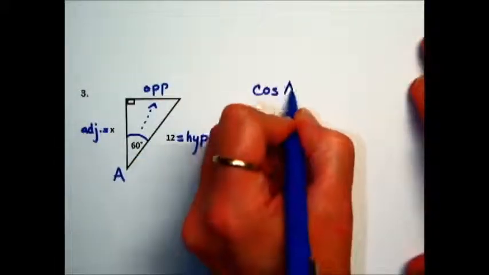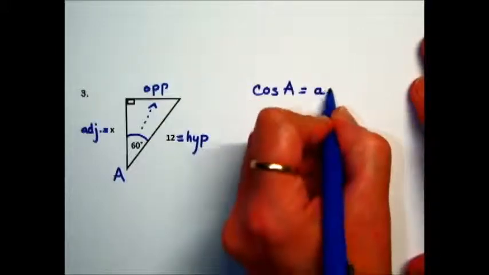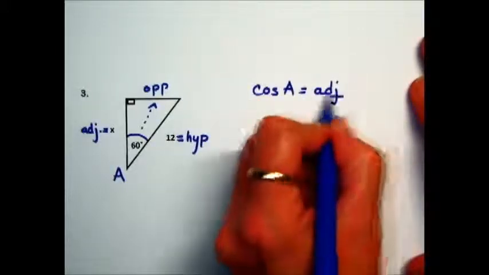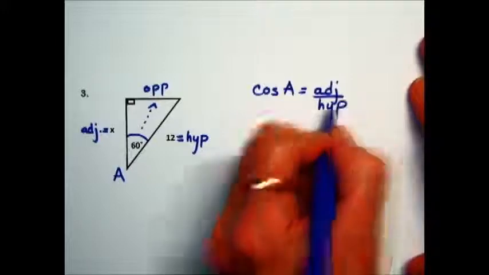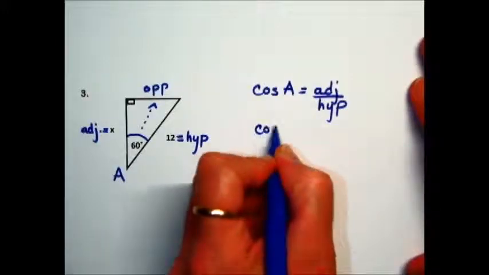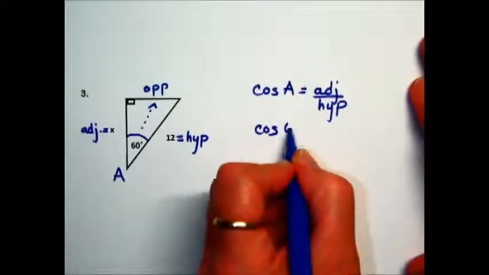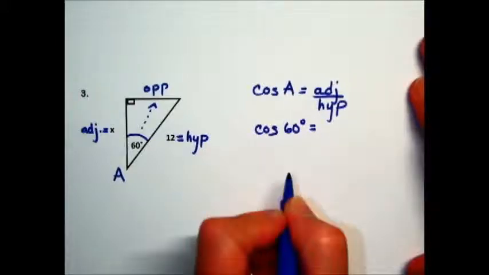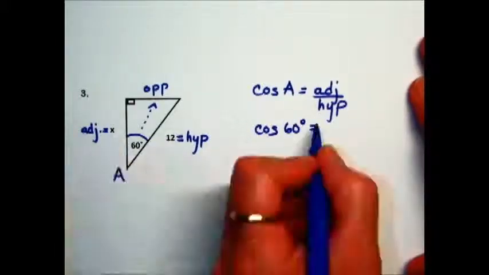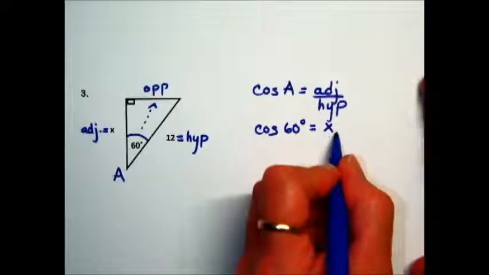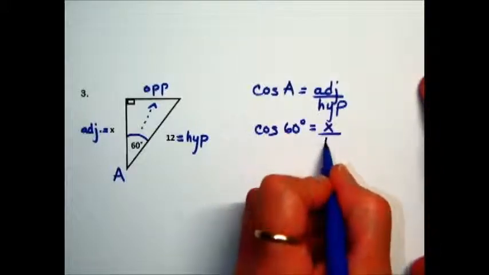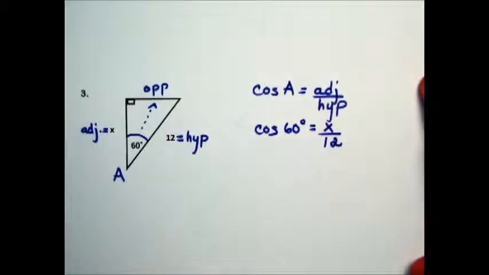Using the cosine ratio, which is adjacent over the hypotenuse, to solve this, cosine of the acute angle in a right triangle, which in this problem is 60 degrees, is equal to the adjacent, that's the measurement we're trying to determine, over the hypotenuse, which has a value of 12.